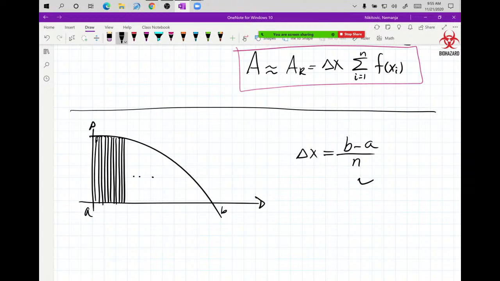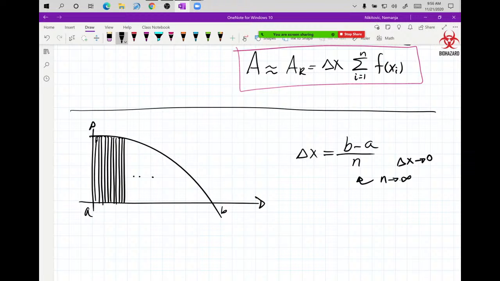As n goes to infinity, the entire delta x is going to go to 0. So when you get an infinite number of rectangles stuffed under the curve, the width of each rectangle is going to go to 0. So we can stuff infinitely many rectangles.